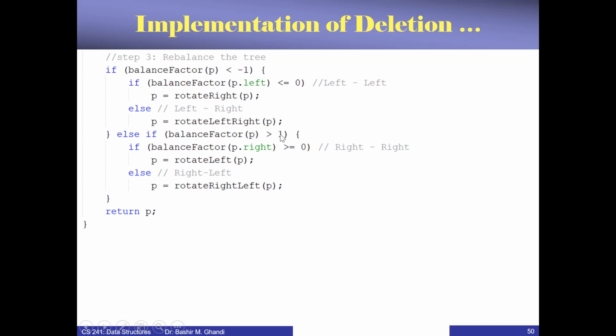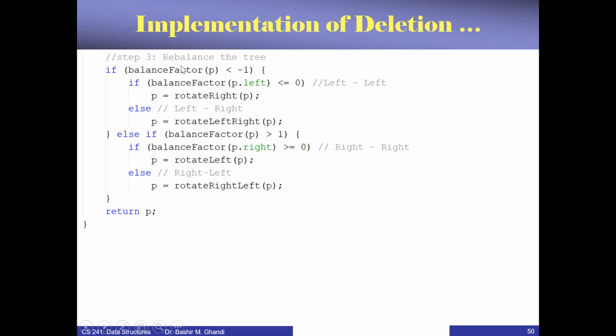Meaning it is 2. If it is 2, get the balance factor of P.right. Okay, if the balance factor of P.right is greater than or equal to 0, meaning it is 1 or 0, then you only have to do a single left rotation. Otherwise, you do a double right-left rotation. Okay, at the end you return.